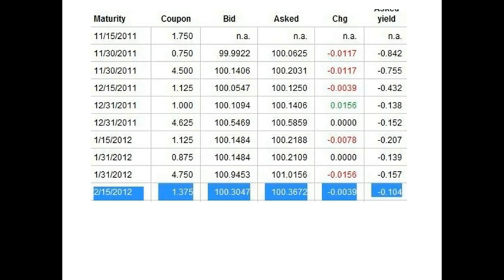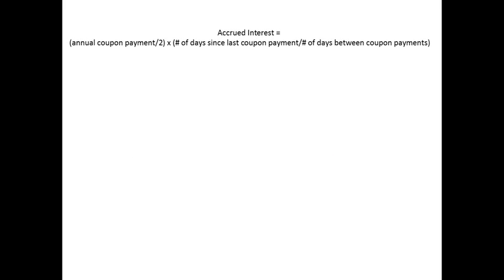Accrued interest and quoted bond prices. The bond prices that are quoted are not the actual prices that investors will pay for the bonds. The quoted prices are the price someone would pay if they bought the bond on the coupon date. The quoted price does not compensate for the accrued interest that the seller has earned up until he sells the bond.